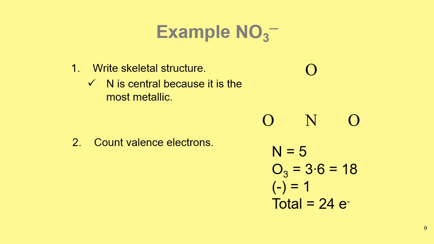So the first step, we have to draw the skeletal structure. The least electronegative atom is in the middle, and then it must be symmetrical. So now it's very symmetrical, right? This O can be put down here too. It's up to you. Okay, so counting the valence electrons is the second step. So nitrogen has 5, and there are 3 oxygens, so 3 times 6, 18 electrons, plus 1. Why plus 1? Because we have 1 electron of charge here, NO3 minus, right? So 18 plus 1 plus 5 is 24 electrons.